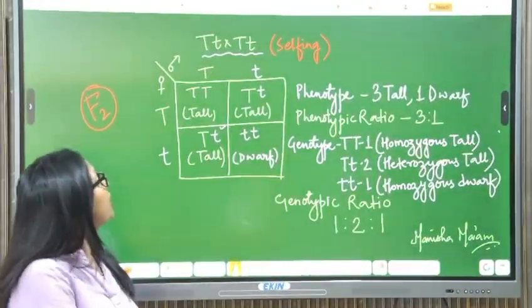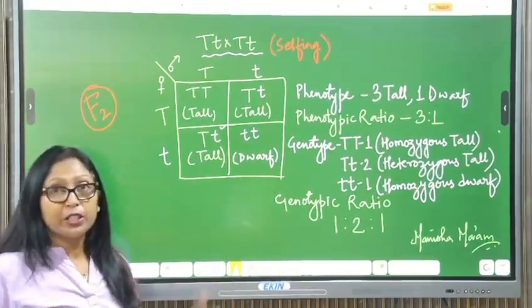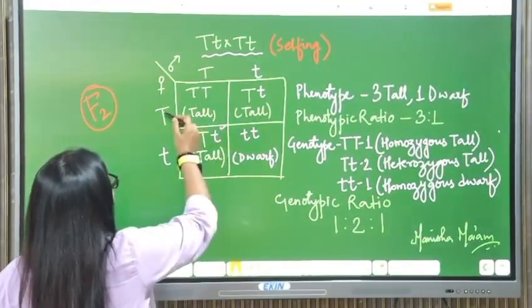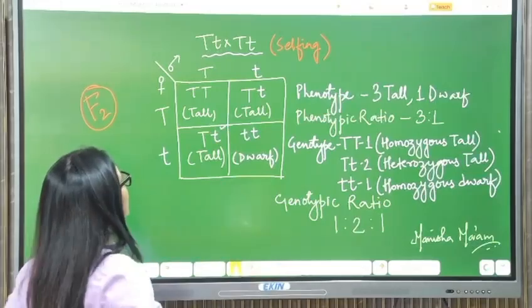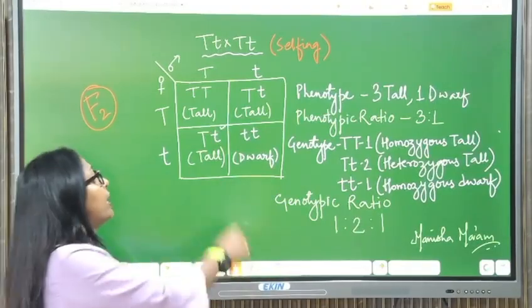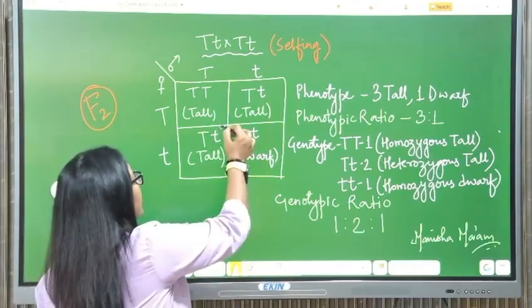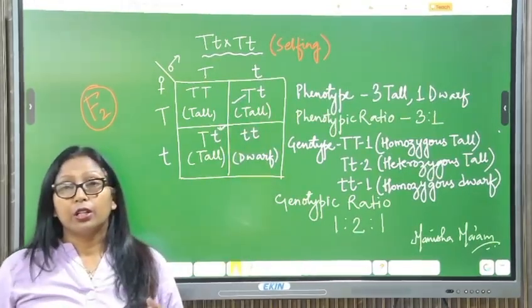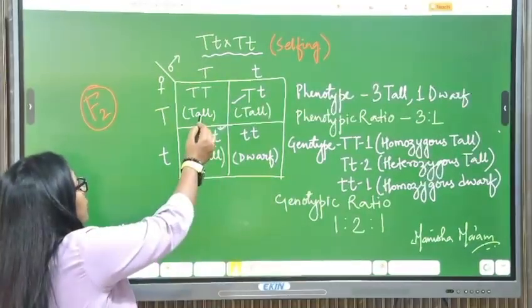Looking into the F2, as we can see, we have taken capital T small t into capital T small t. We call it selfing to find out the possible offspring of the F2 generation. So in the Punnett square again, capital T small t and capital T small t have been taken as gametes, and we are trying to find out the possible combination of the offspring in the F2 generation.